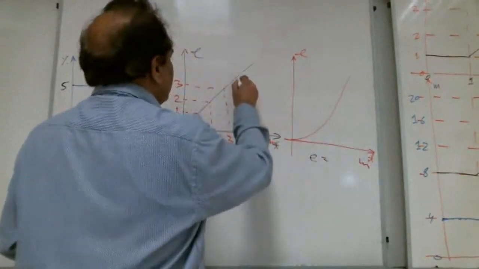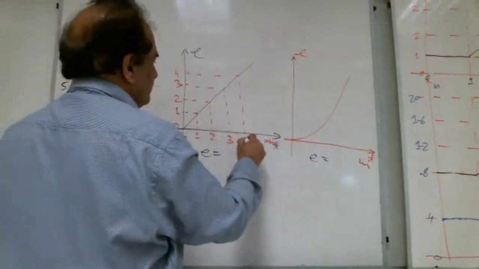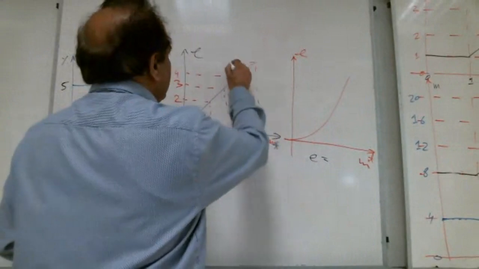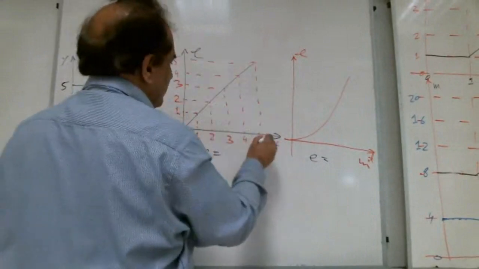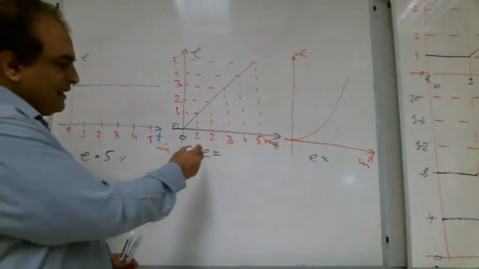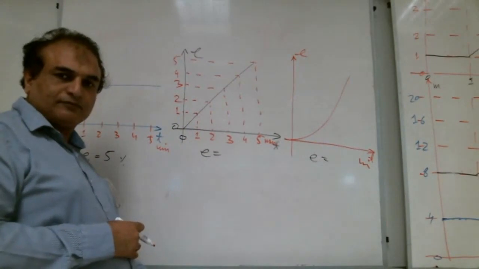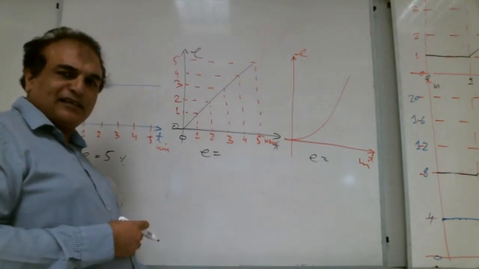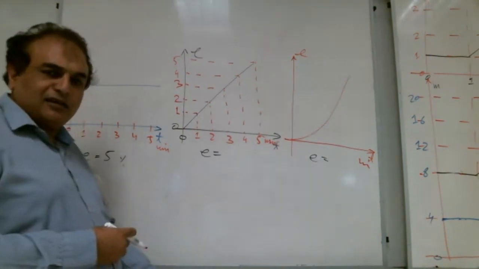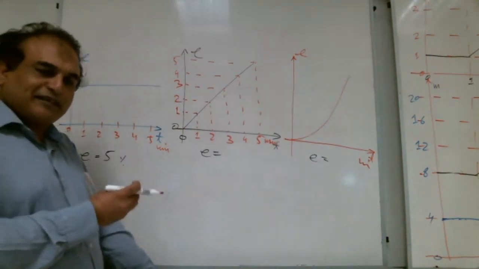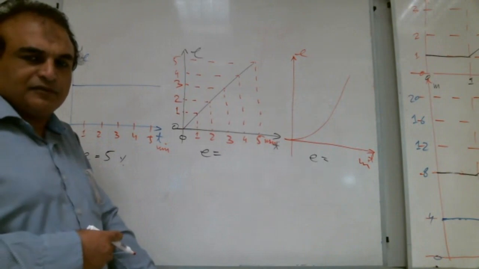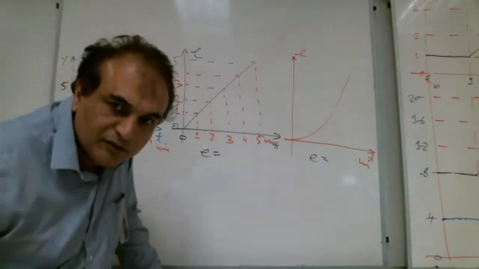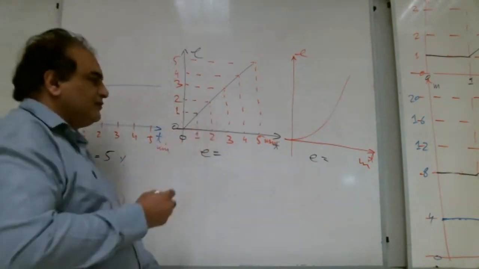At 4 it is 4. At 5 it is 5. So what is error here? Okay, tell me what is slope. Slope is not the error. Slope is just the number, the constant in the equation. So what is error here?